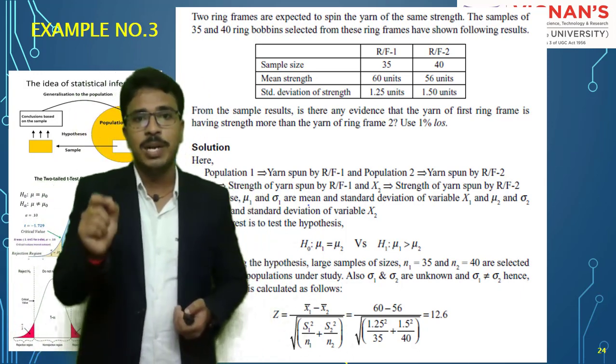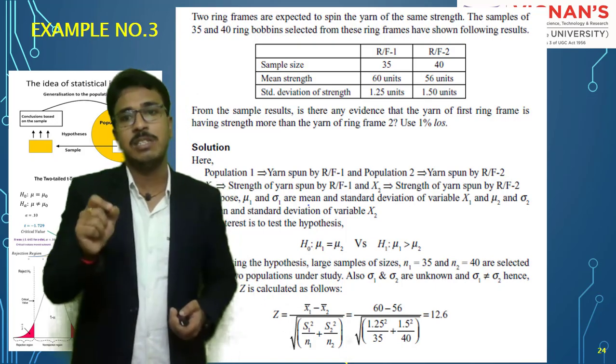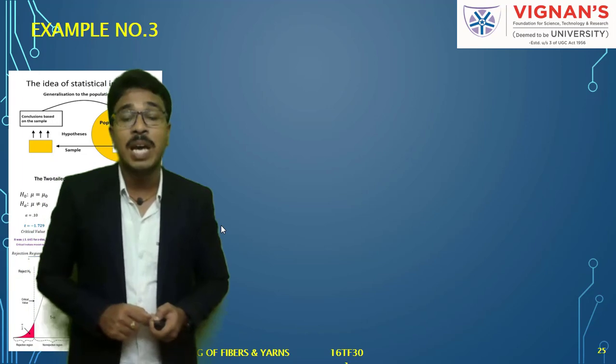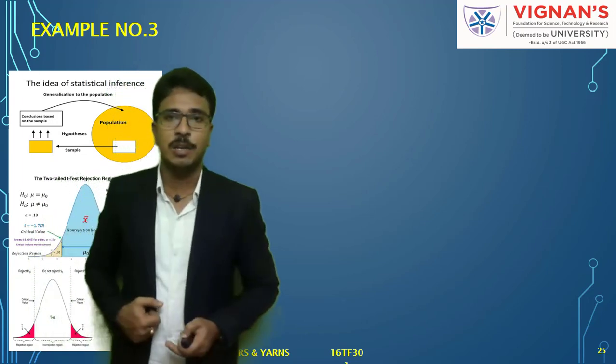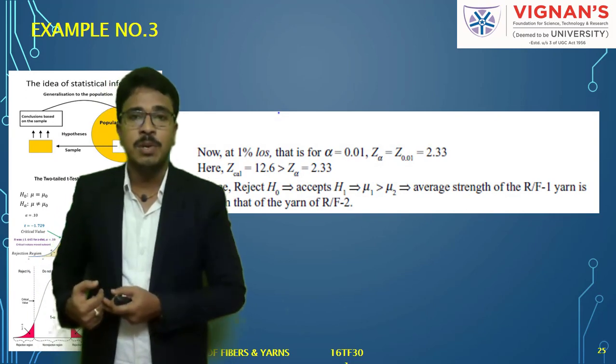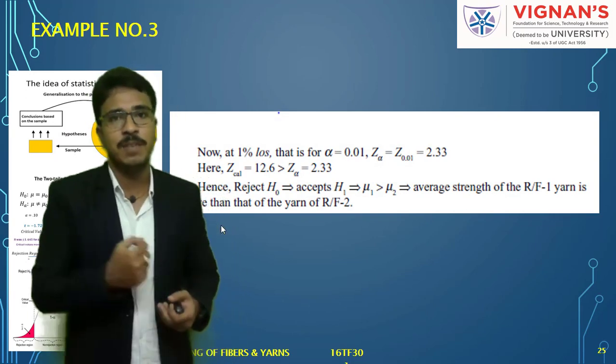Understand? Now what is the calculated value we got? That is 12.6. Now next, what do we have to do? We have to find our table value. We have to find our table value based on the level of significance.